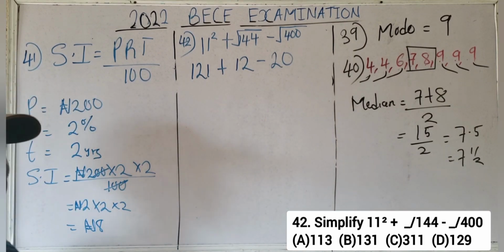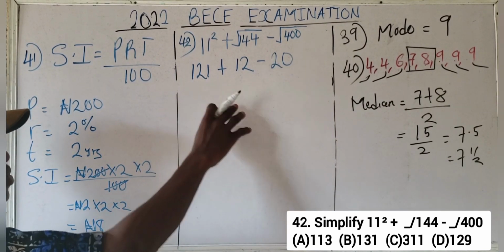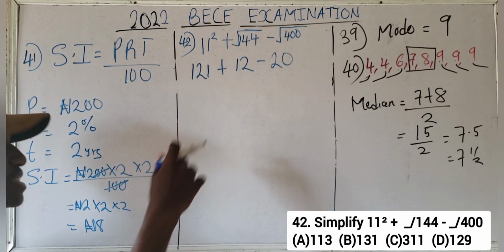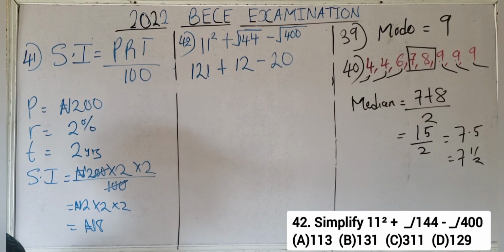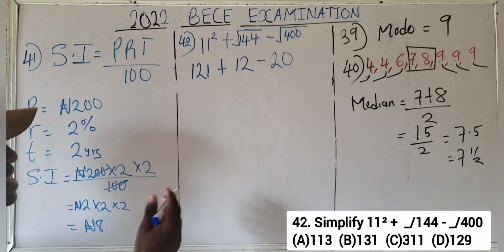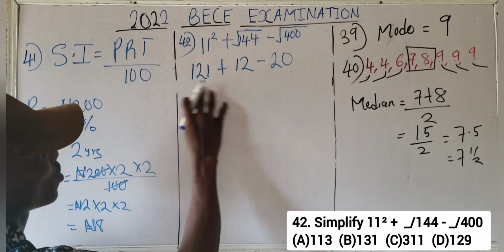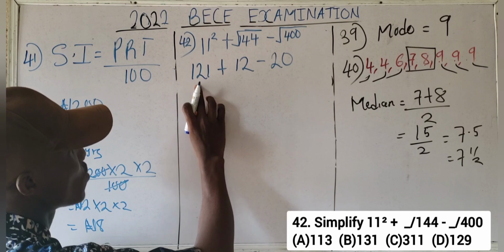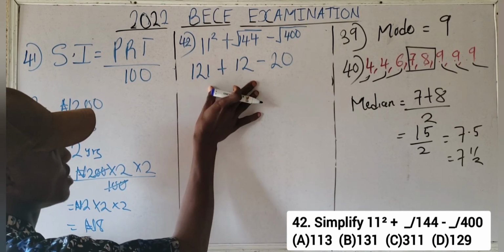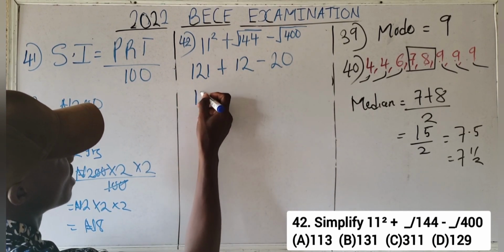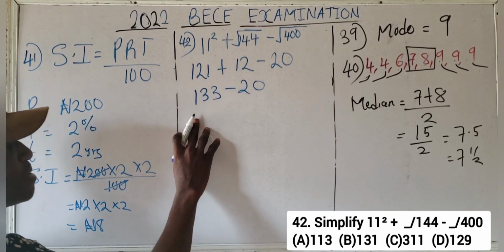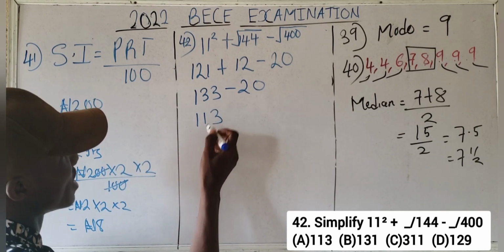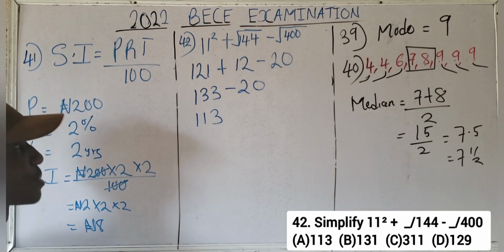Now, according to BODMAS, don't forget we did a question that is related to this. There is no bracket here. You proceed to division. There is no division. Multiplication. There is no multiplication. After that, addition. You can see now, there is addition. So we take this and this together because the sign between 121 and 12 is an addition sign. So we first deal with this part. 121 plus 12, that is 133. Having done that, we can subtract 20. 133 subtract 20, that is 113. The answer is 113. The correct option is option A.